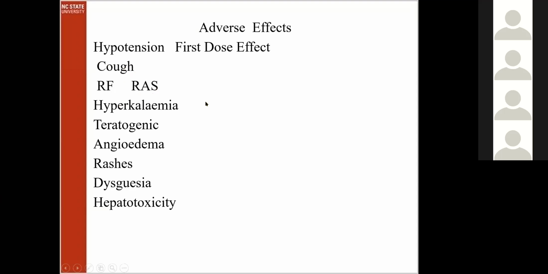Hyperkalemia, because it inhibits the aldosterone secretion. Instead of sodium and water retention, there will be potassium retention and there will be hyperkalemia. And we cannot use it in pregnancy because of the teratogenic effect. Fetopathic potential is there. Angioedema can occur, again because of this bradykinin. Then rashes and dysgeusia. These two side effects anyone can cause, but they are mainly with one drug which is having a sulfhydryl group.